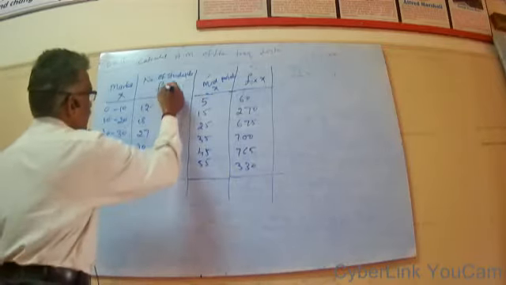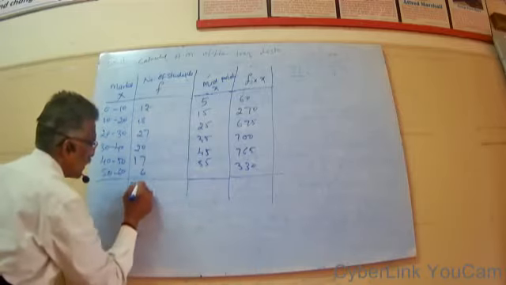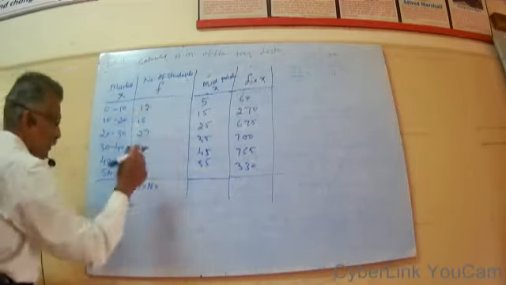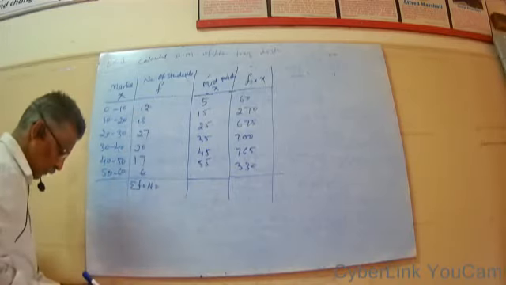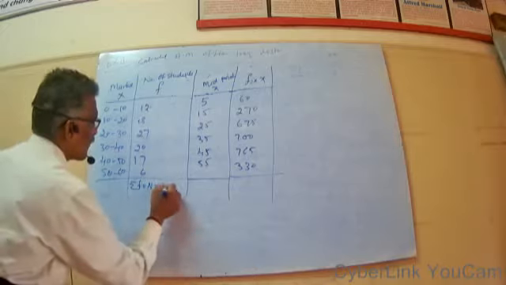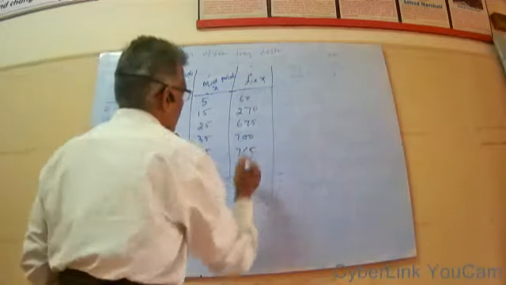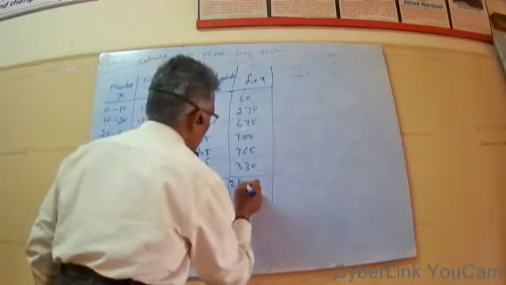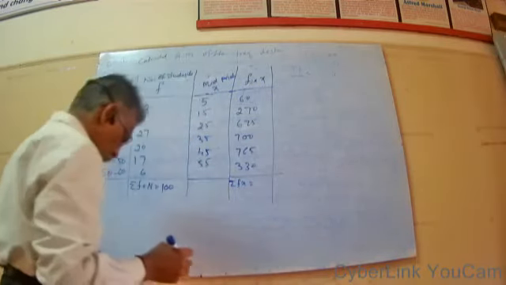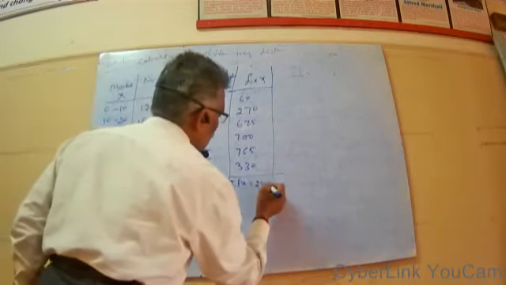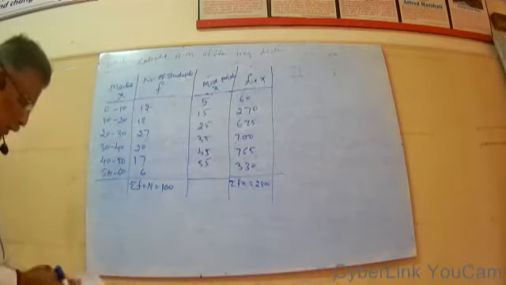What is the sum of f? Sum of f equals capital N, equal to this plus this plus this plus this, that is equal to 100. The sum of fx is 2800. Now what is x bar?